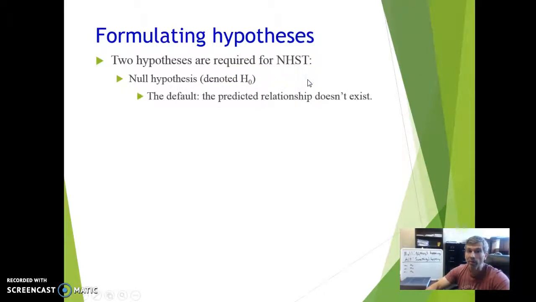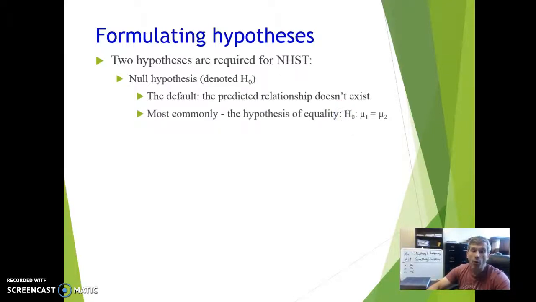The null hypothesis is what we believe by default about the populations that we're comparing. By default, we always assume that our predicted relationships don't exist. So the null hypothesis is essentially nothing's happening, nothing's going on here. There is no difference between these populations. If you manipulated an IV, it didn't do anything to the DV. Again, this is what we believe by default.